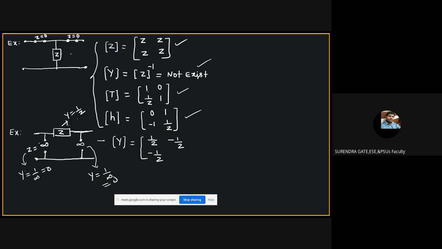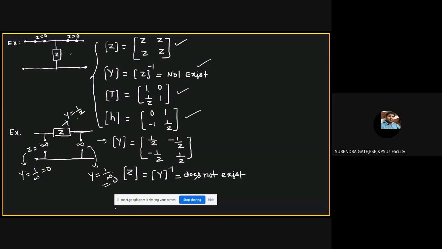Now I'm calculating for this network: minus 1 by z, and 0 plus 1 by z, that is 1 by z. Then what are the Z parameters? Z parameters equal Y inverse. But what is the determinant here? 0, and 1 by determinant is infinity, so it does not exist. For a series impedance branch, which parameters do not exist? The Z parameters do not exist.